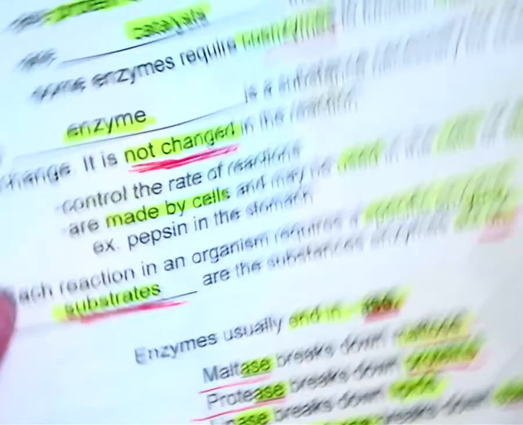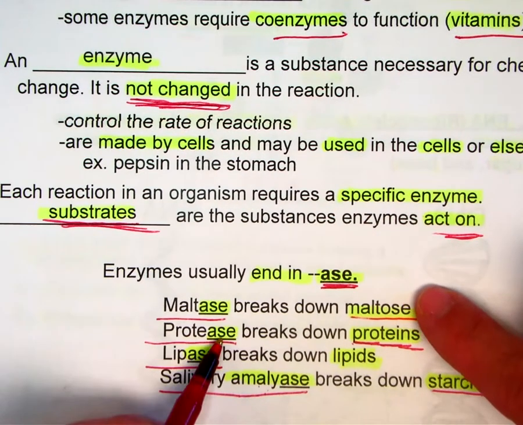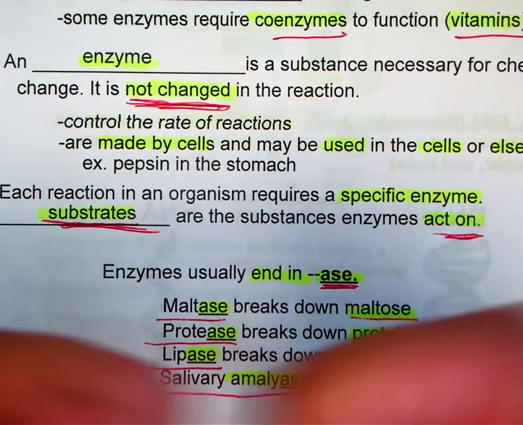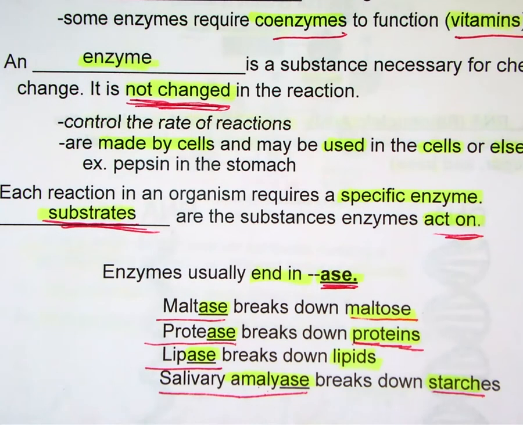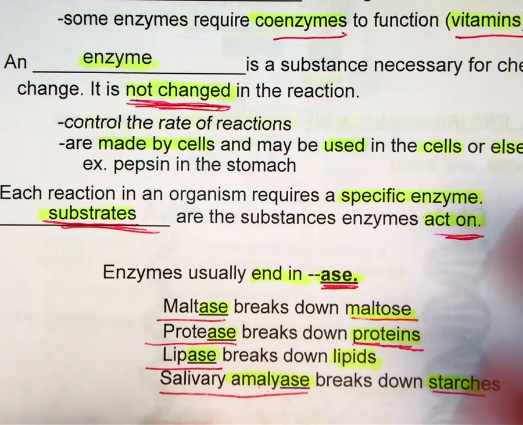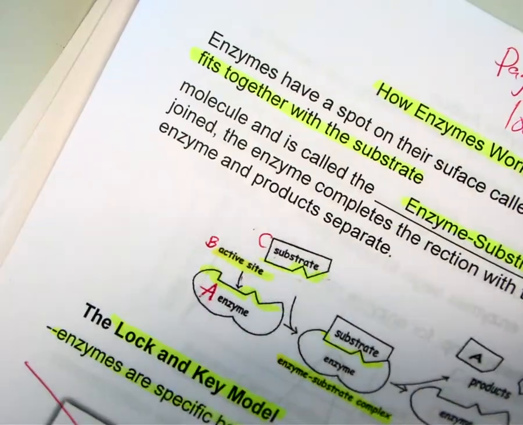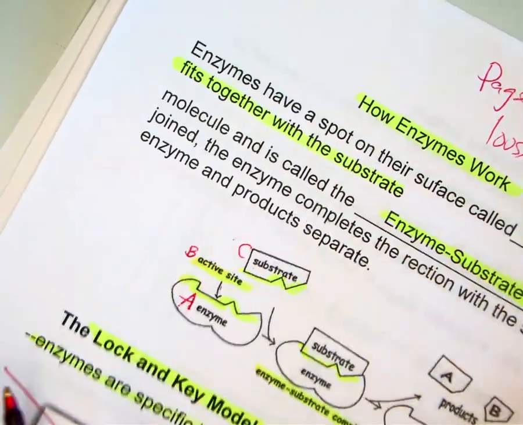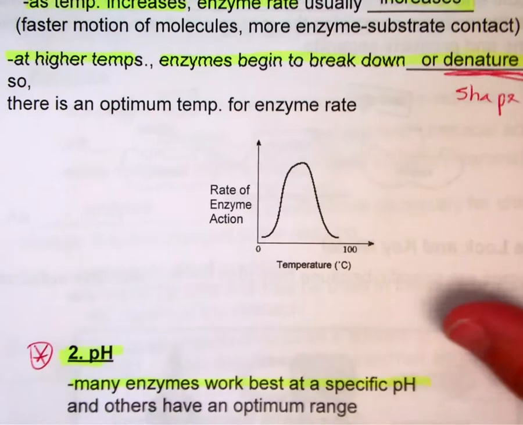So if I put a protease on maltose, it's not going to fit. It can't fit together. All right, the active site doesn't match. It's very specific to the substrate that it's meant to lock into. All right, the very last thing, temperature and pH.